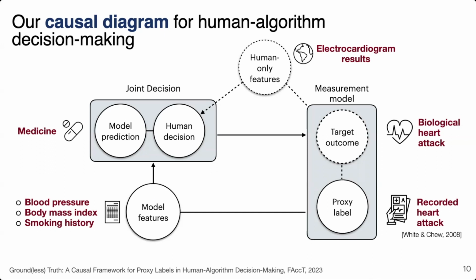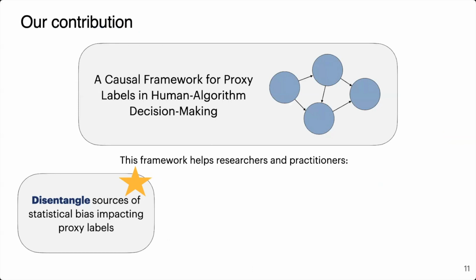And while I've introduced this with a specific heart attack prediction example, this framework generalizes to many other prediction tasks that are commonly studied in the literature. Great, so now that I've introduced this framework to you, let's talk about how we can use it to disentangle different sources of statistical bias that impact proxy labels in predictive modeling tasks.